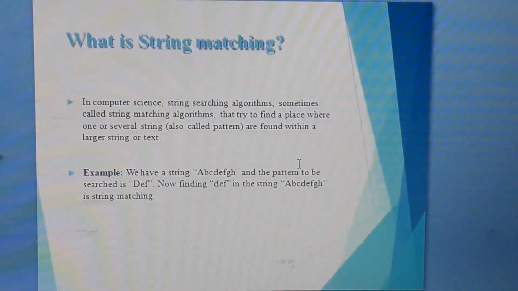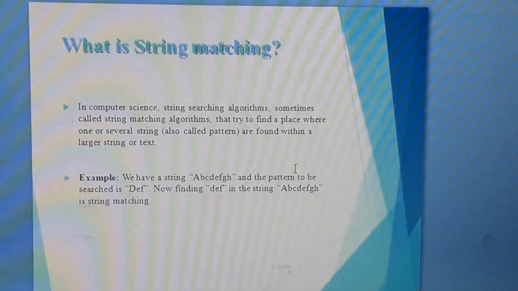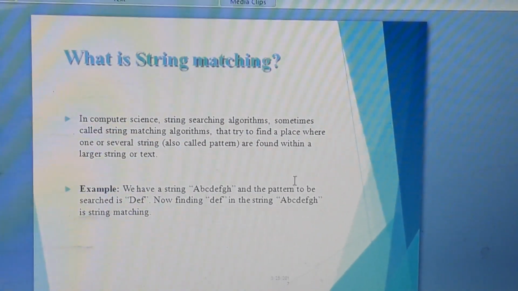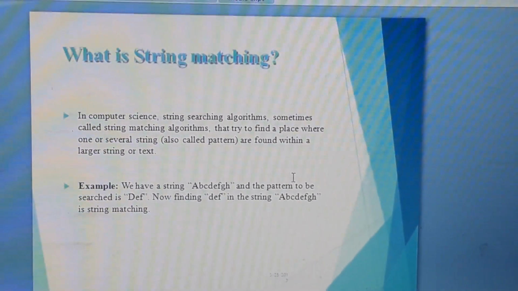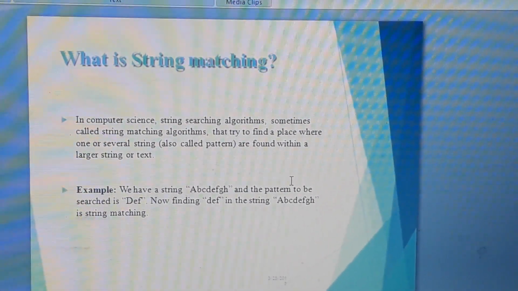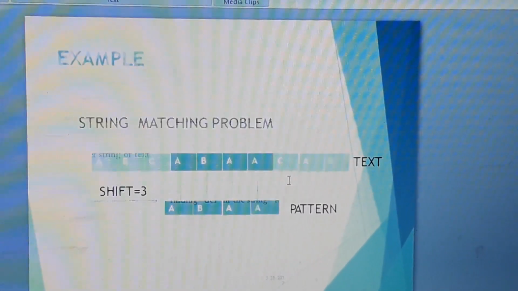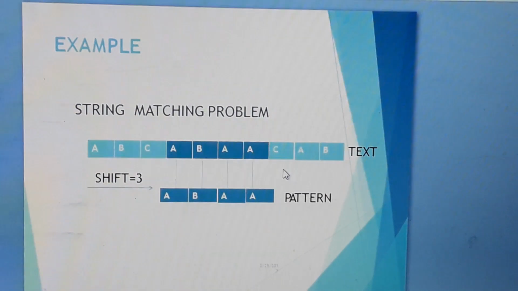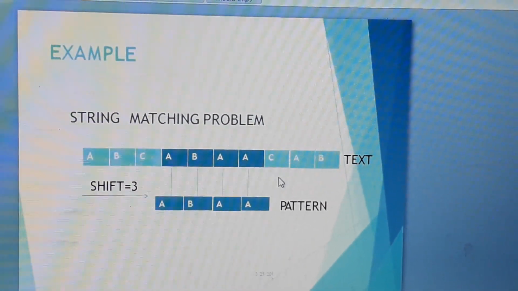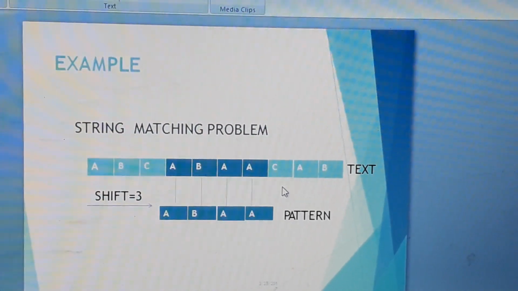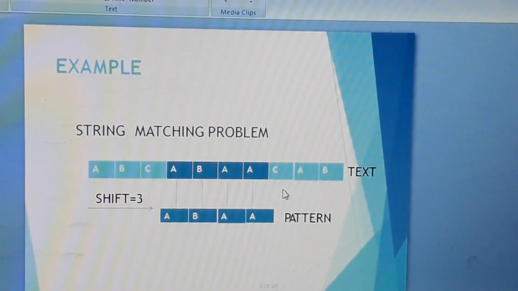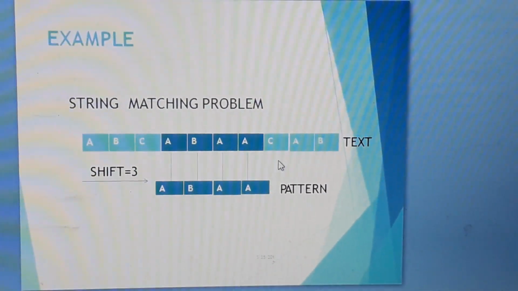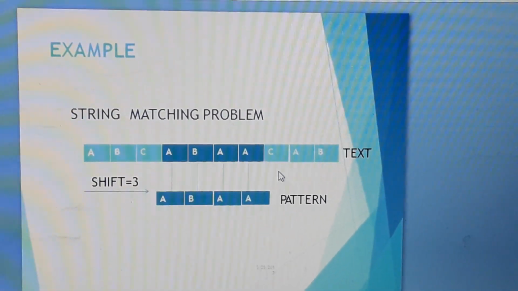Here is one example. We have a string A B C D E F G H and the pattern given is D E F. So we have to search the pattern D E F in the given string, and finding D E F in the string A B C D E F G H is called string matching. This is one example of the string matching problem. Another example: the text given is A B C A B A A C A B, and the given pattern is A B A A.